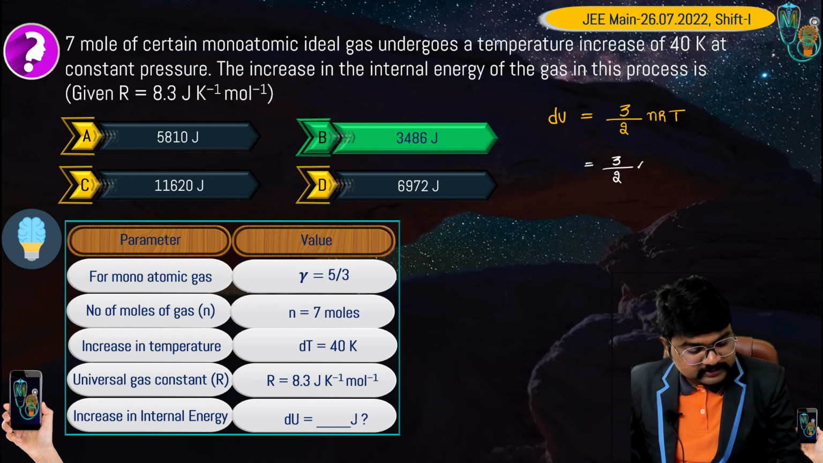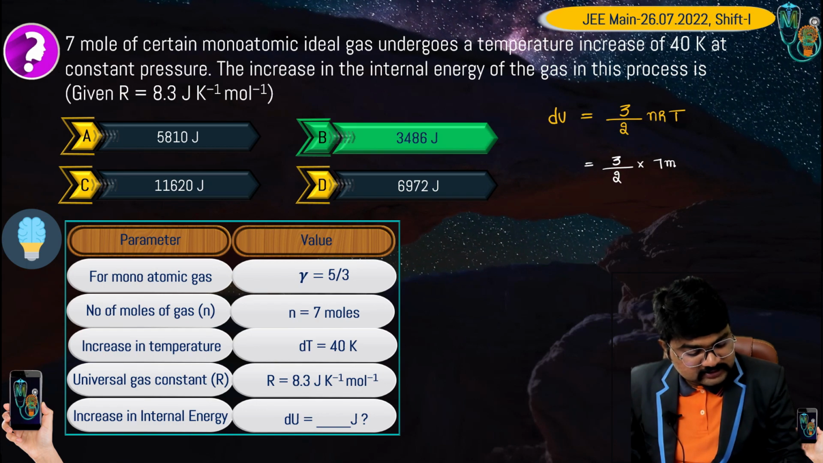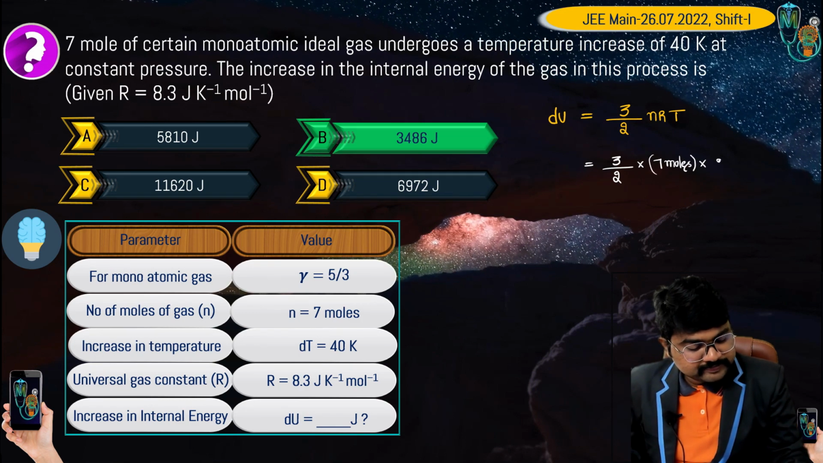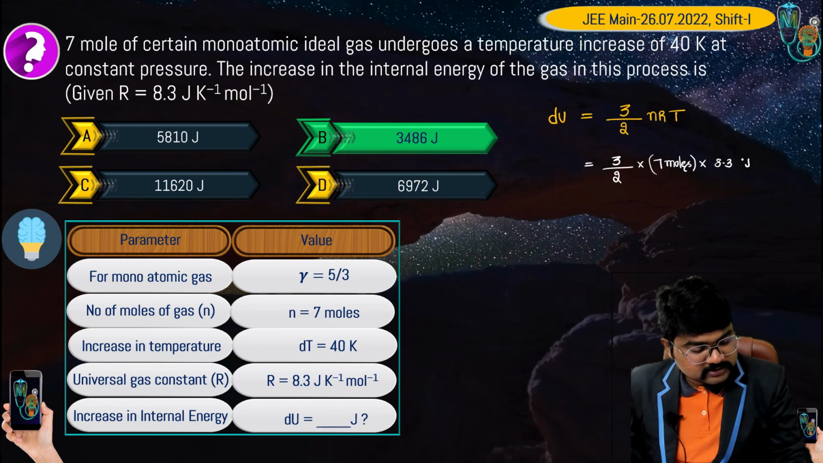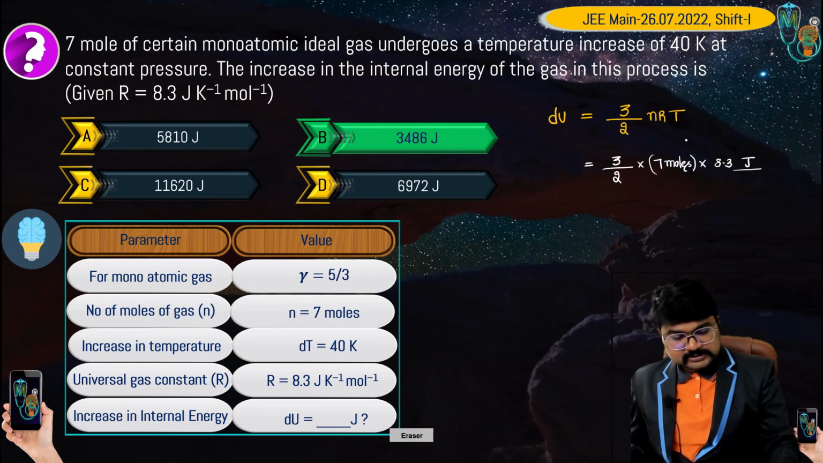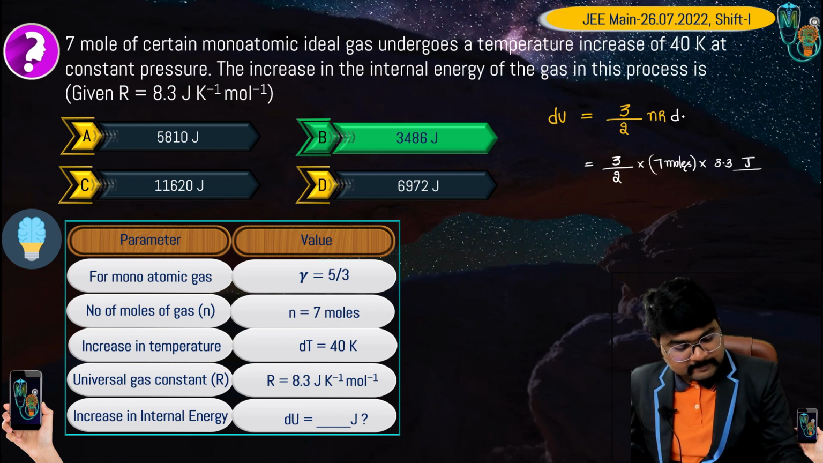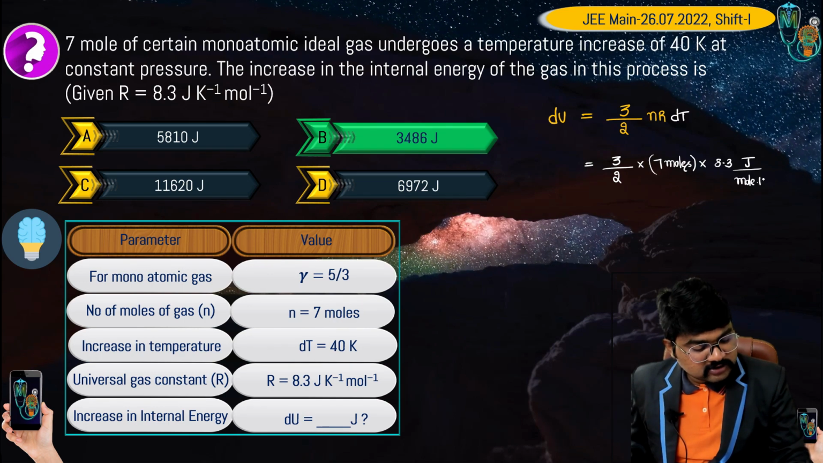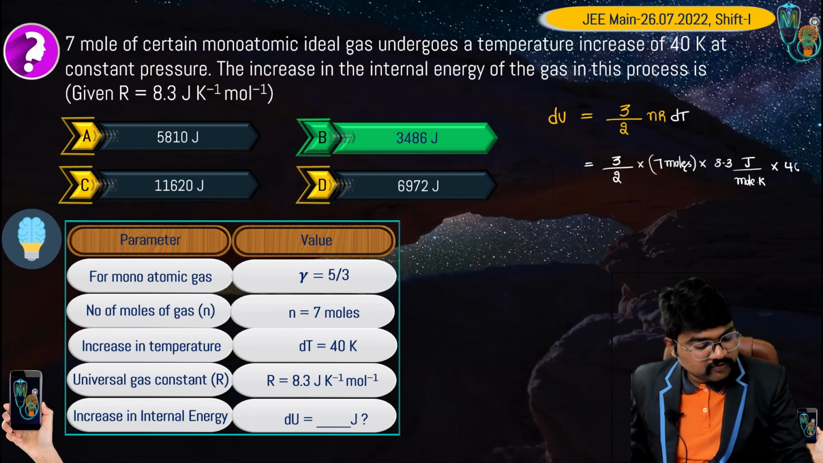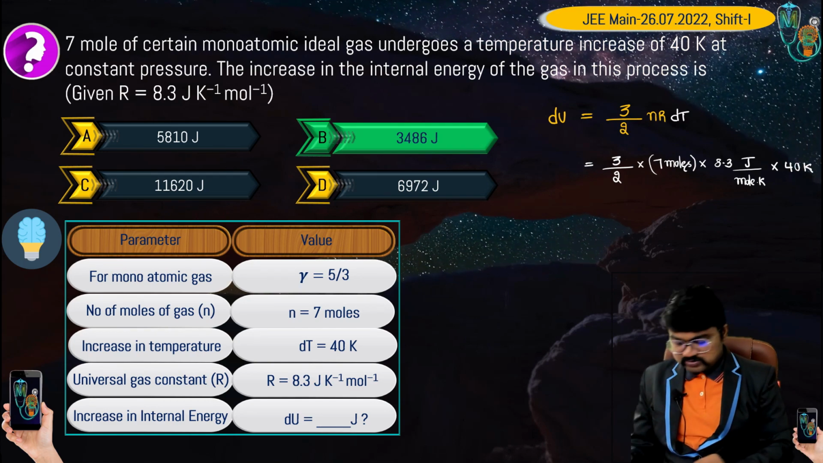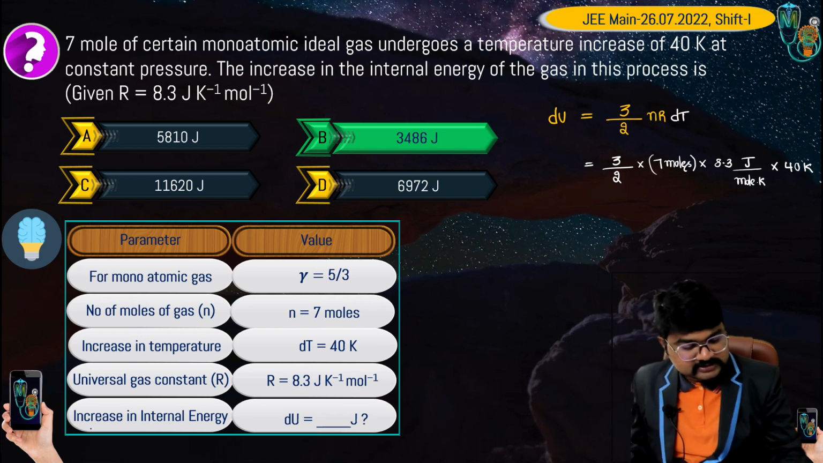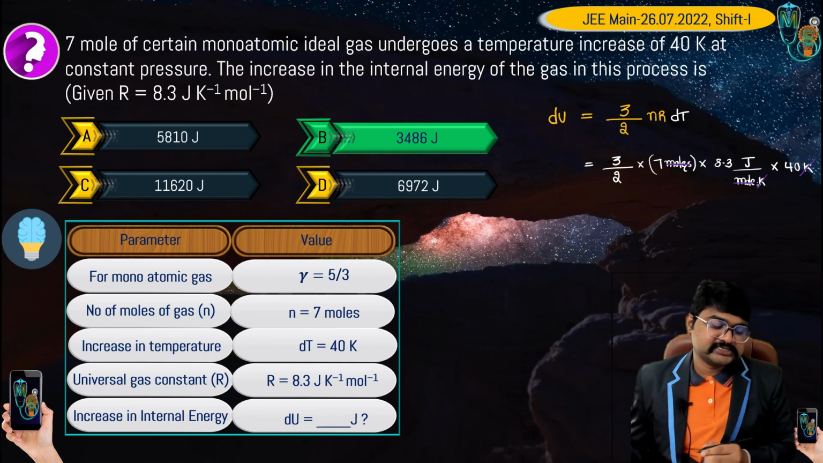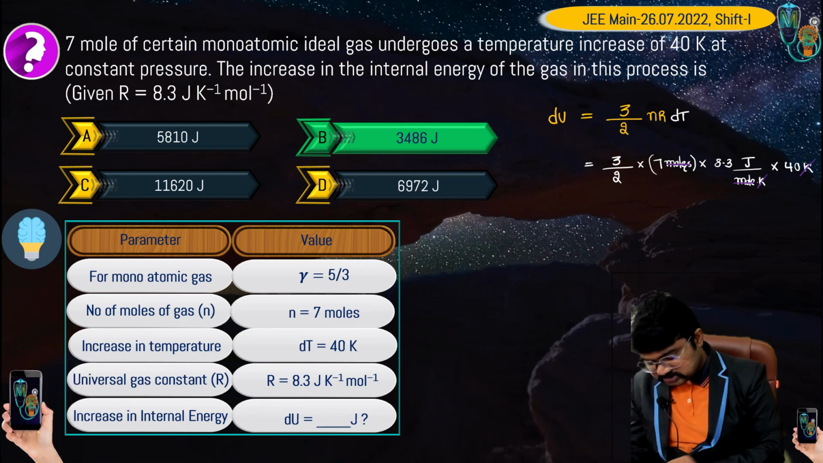3 by 2, 7 moles into 8.3 joule per mole Kelvin, this is nR dT, into 40 Kelvin. So then you can cancel all the units. This mole and this mole get cancelled out. Kelvin gets cancelled out. Finally, how much are you getting in terms of joule?